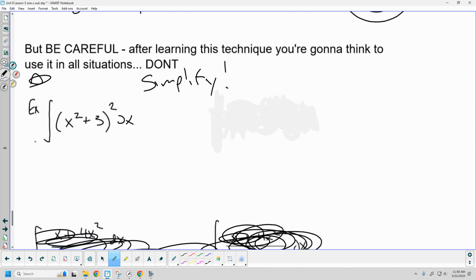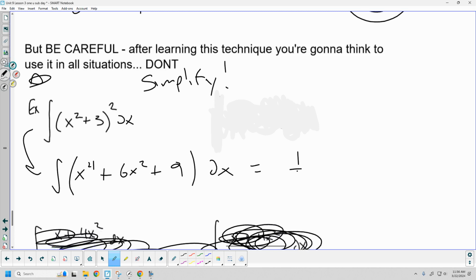Do you know how to take this antiderivative? You square x squared plus 3. And then you take the antiderivative of all of those individual terms. This is literally a test question. I'm just telling you right now. You have this on your test.